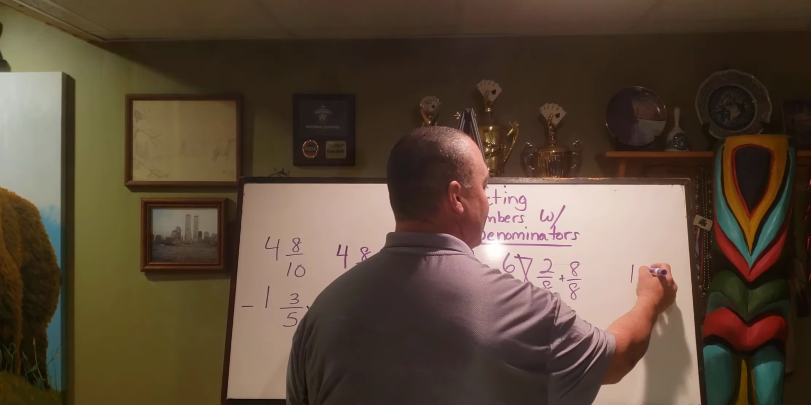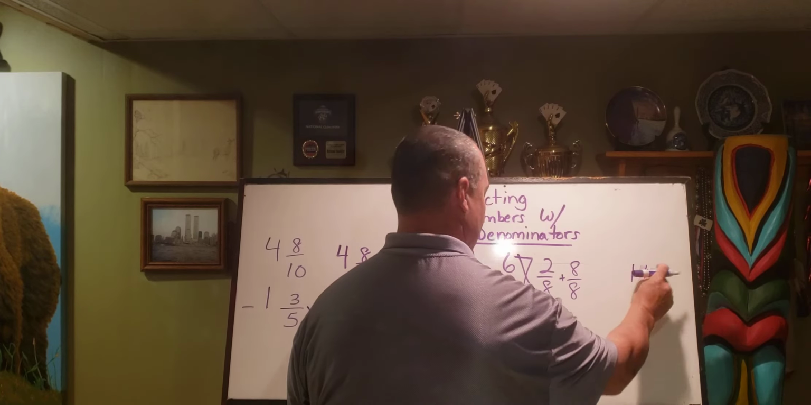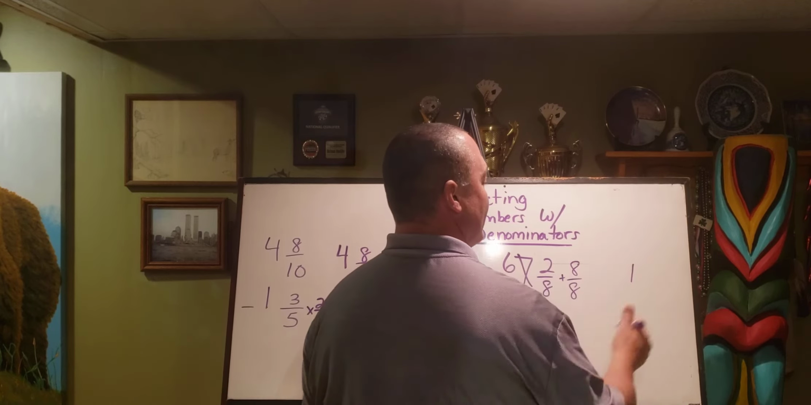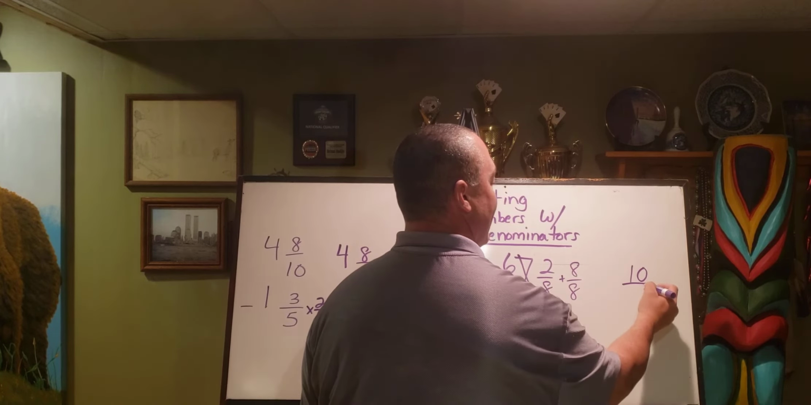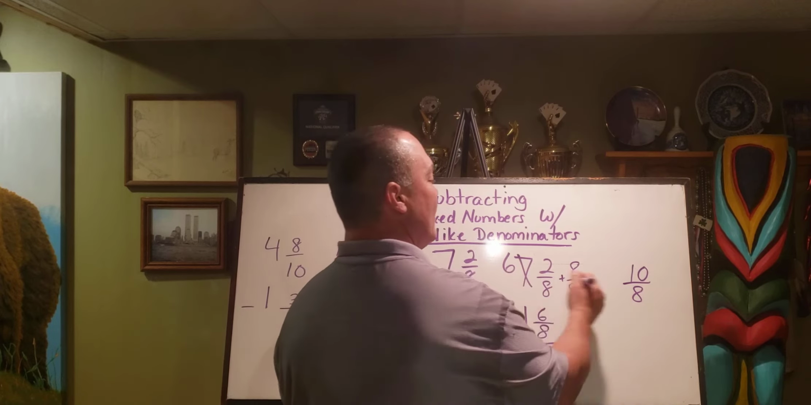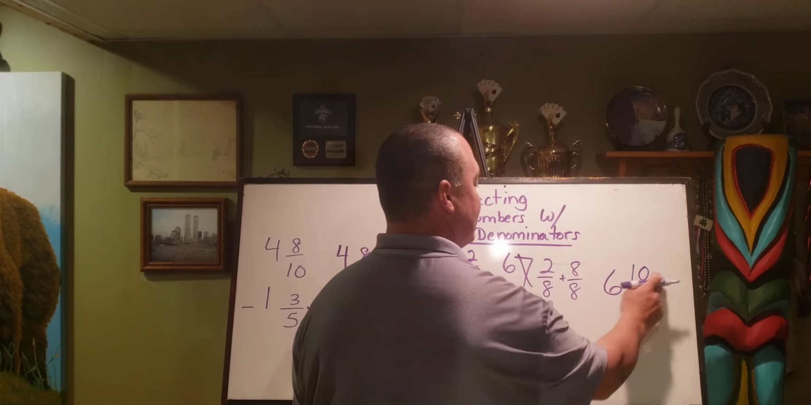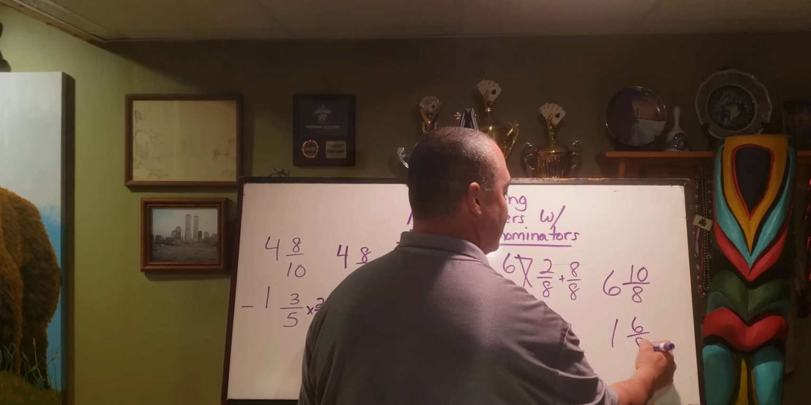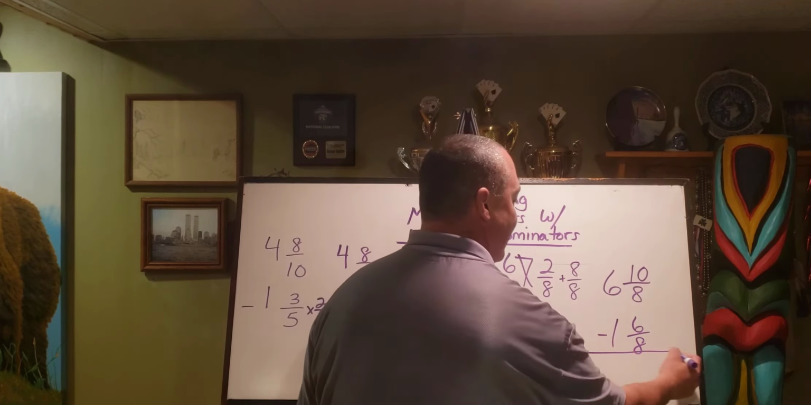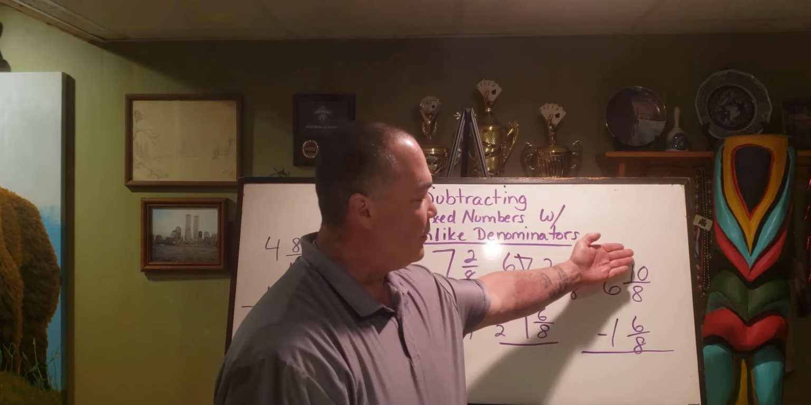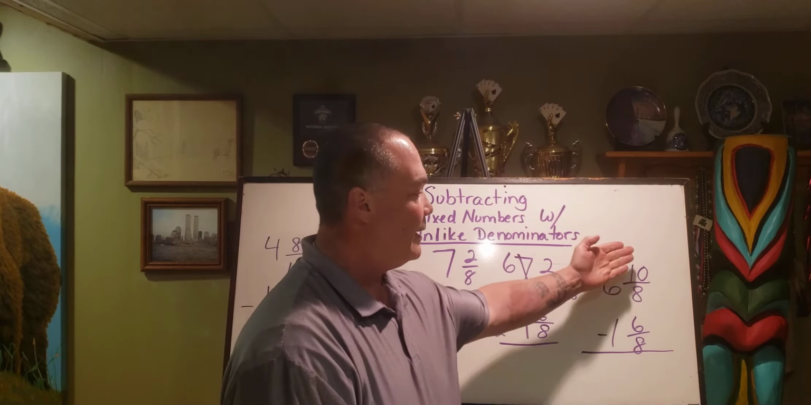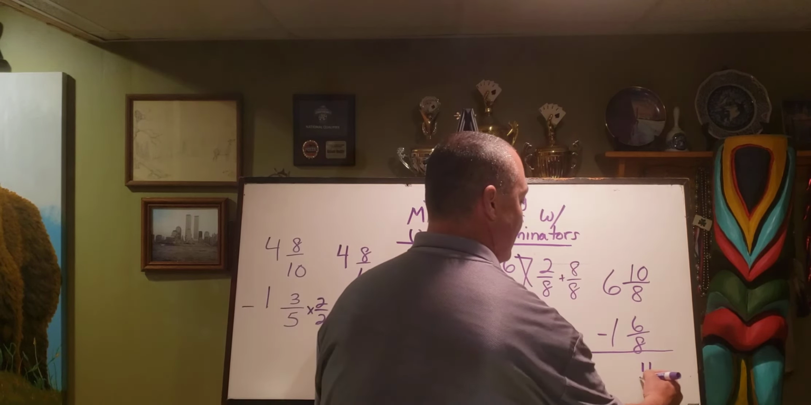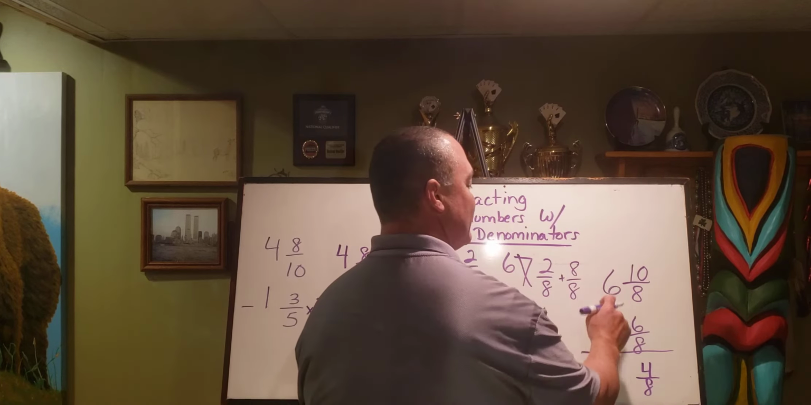I'm going to have 10. Oh, that's not 10. That didn't work out. Excuse my mistake. I'm going to have 10 over 8. Bring over my whole number to keep it a complete mixed number. 6 10/8. And now I can go 1 6/8. I can subtract that appropriately now. I have a numerator larger than my other numerator. 10 minus 6 will give me 4 over 8. 6 minus 1 will give me 5.